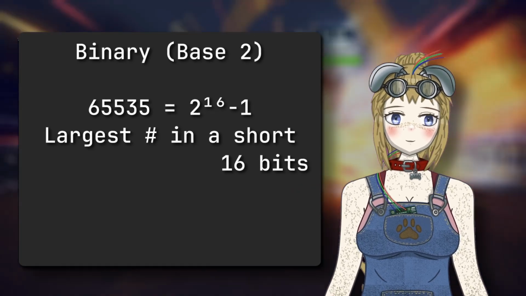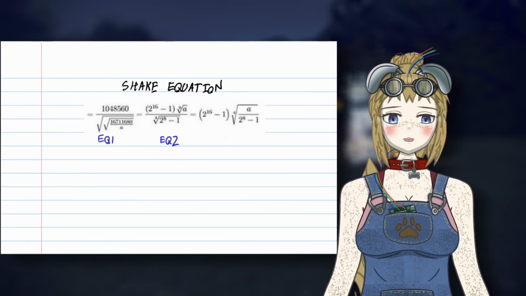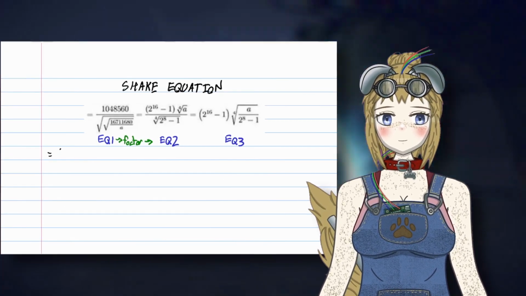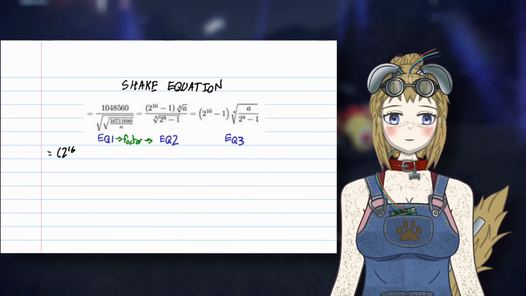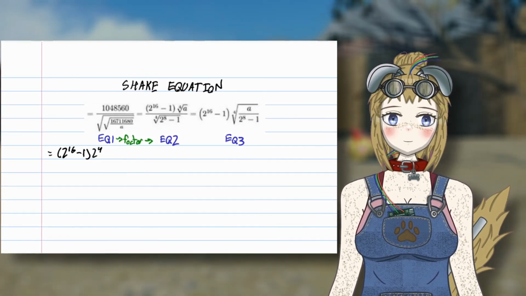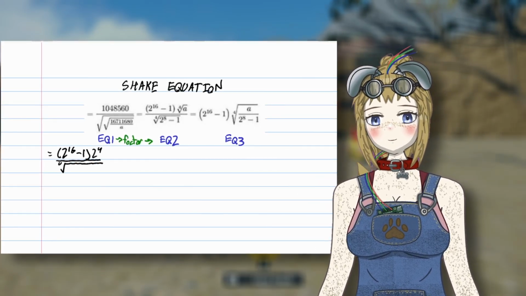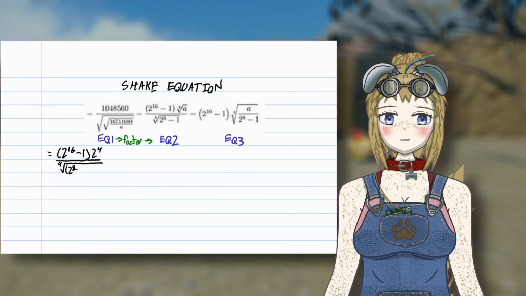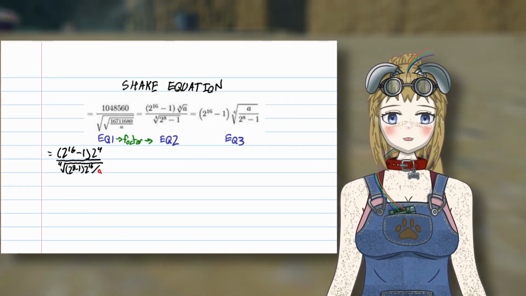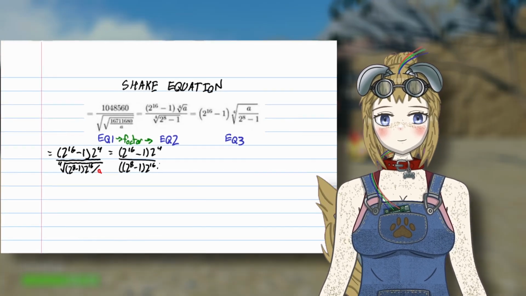Now that we understand a bit about binary, we can take a look at our shake equation. Let's start by factoring the first equation to get the second one. Our numerator, 1,048,560, is equal to 65535, that's 2 to the power of 16 minus 1, times 2 to the power of 4. The number in our denominator is equal to 255, that's 2 to the power of 8 minus 1, times 2 to the power of 16. A fourth root is just another way of writing a power of 1 over 4, so let's write that instead.